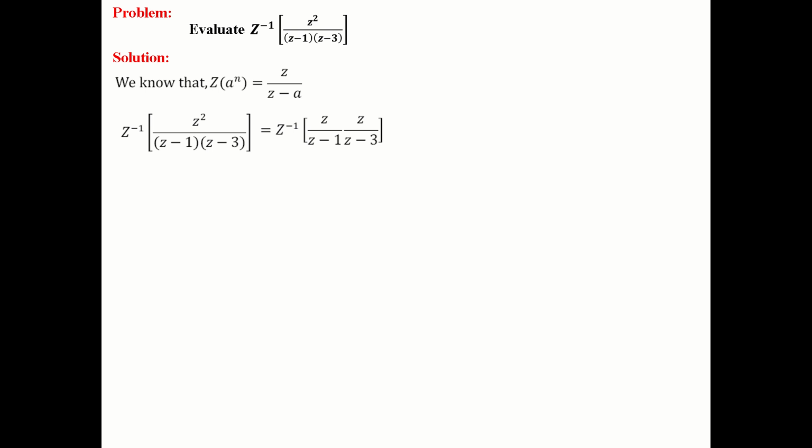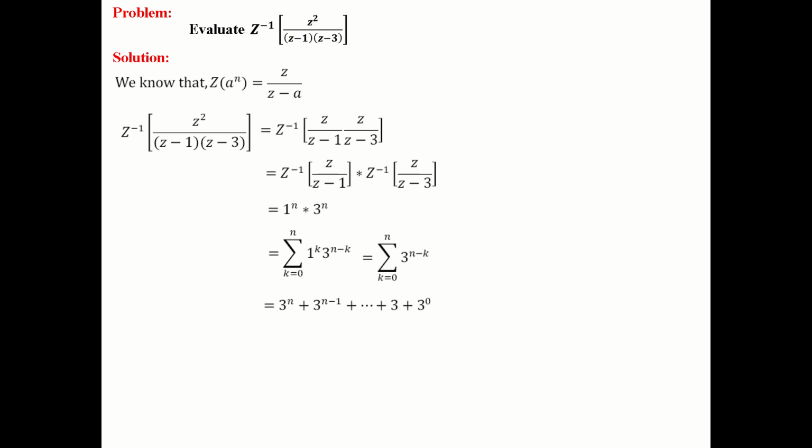In the previous problem, you can put a equal to 1 and b equal to 3 and you will get the answer. Anyway, we will derive that. So Z inverse of Z by Z minus 1 convolution Z inverse of Z by Z minus 3 is 1 power n convolution 3 power n. This can be written as summation k equals 0 to n of 1 power k times 3 power n minus k. So 1 power k is 1, which gives summation k equals 0 to n of 3 power n minus k.